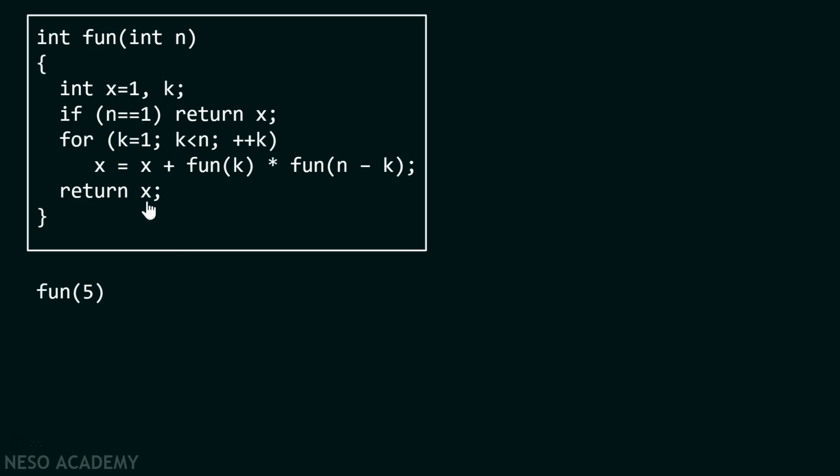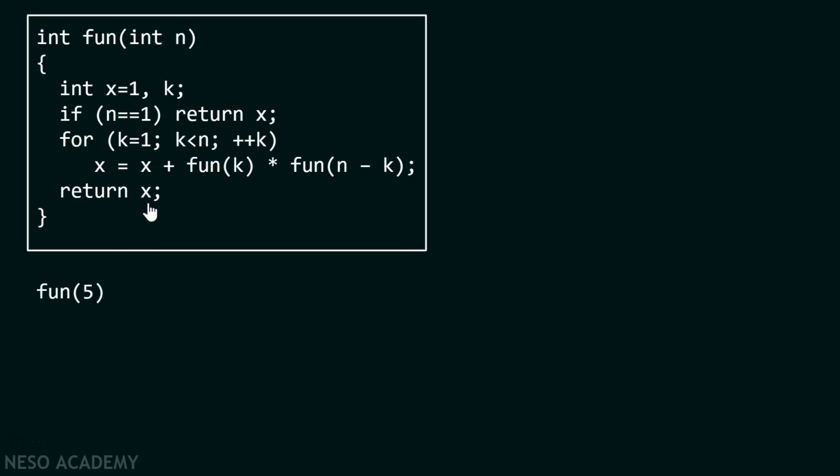Now what does this x depict? This x is nothing but the output of this function. This means this is the output of fun5. After execution of this for loop, this x will contain some value, and this value is finally returned back to the caller of fun5. So this is the output of fun5. Okay, so this thing is clear.